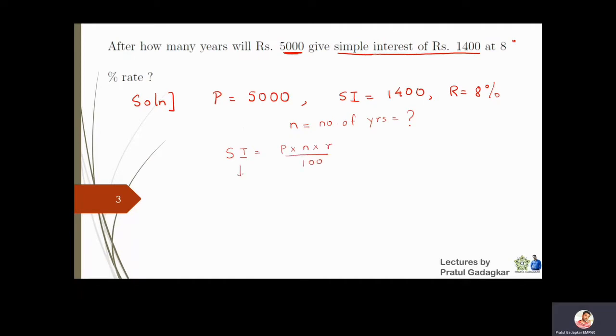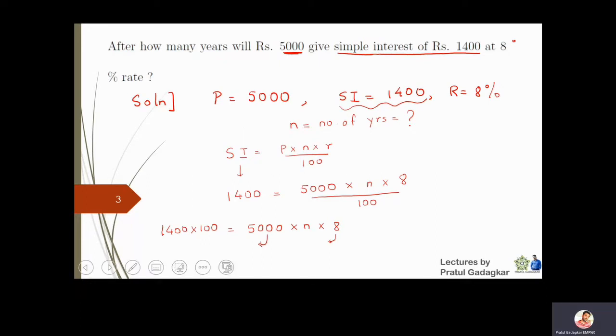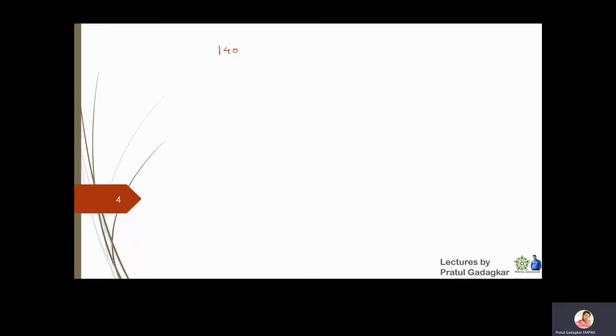So this means that for simple interest 1400, we get 1400 is equal to 5000 multiplied by n, which we don't know, multiplied by r, which is 8, upon 100. So this 100 will go and multiply to 1400, so you will get 1400 multiplied by 100 is equal to 5000 multiplied by n multiplied by 8. Now we will divide by 5000 and 8 on the left side, so it will be 1400 multiplied by 100 upon 5000 multiplied by 8, which is equal to n.